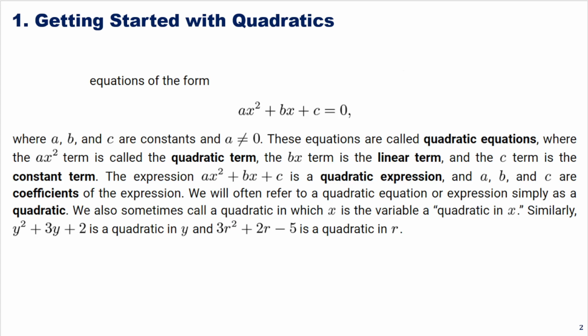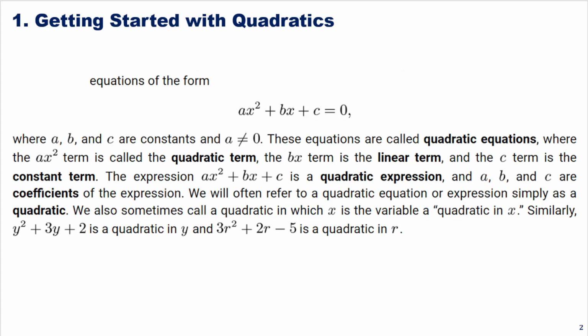We also sometimes call a quadratic in which x is a variable a quadratic in x. Similarly, y squared plus 3y plus 2 is a quadratic in y, and 3r squared plus 2r minus 5 is another quadratic in r. So previously we have solved linear equations by isolating the variable, right?